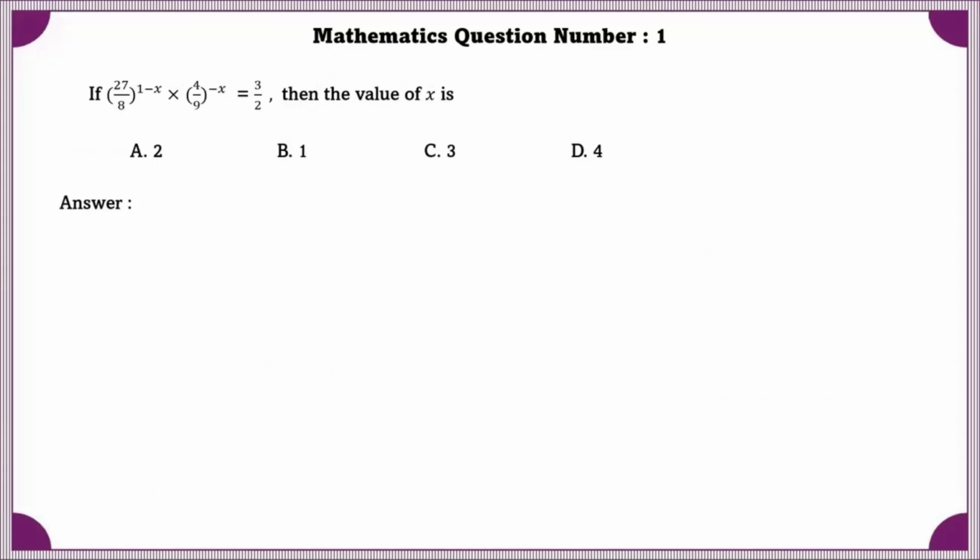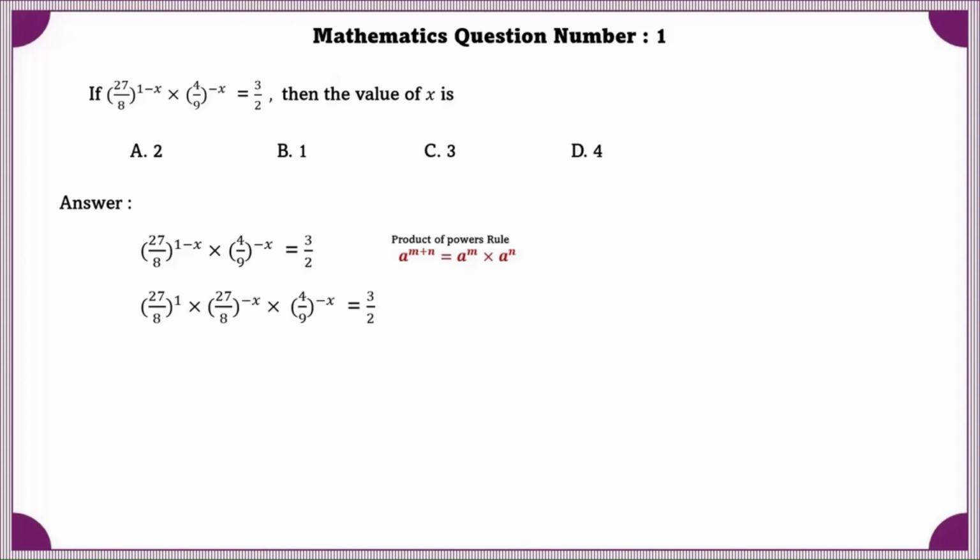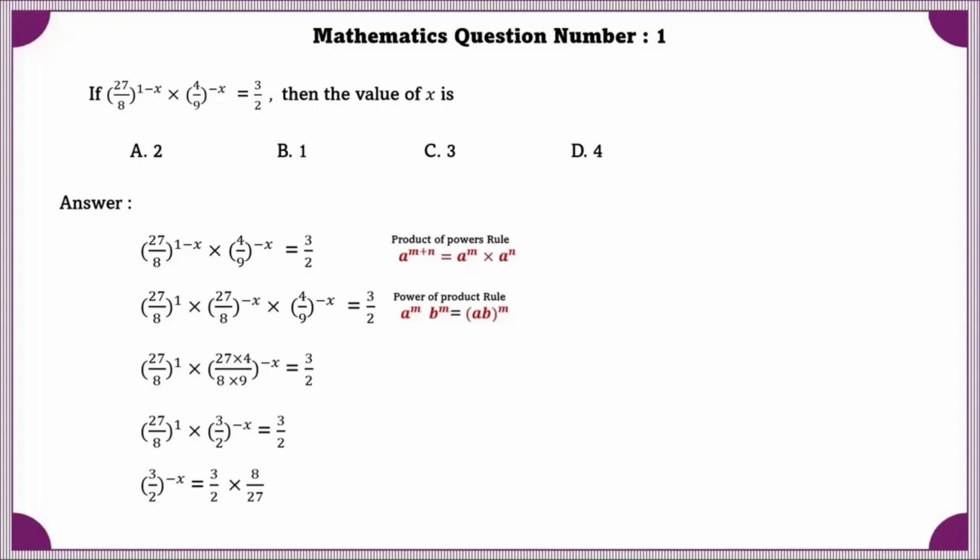If (27/8) to the power 1/x into (4/9) to the power minus x is equal to 3/2, then the value of x is? First, let us use the product of powers rule and separate the terms. Then, we will use the power of product rule to group the terms with the same exponent. Let us take the RHS. We should make the RHS 3/2 so that we can equate the powers and find the value of x.